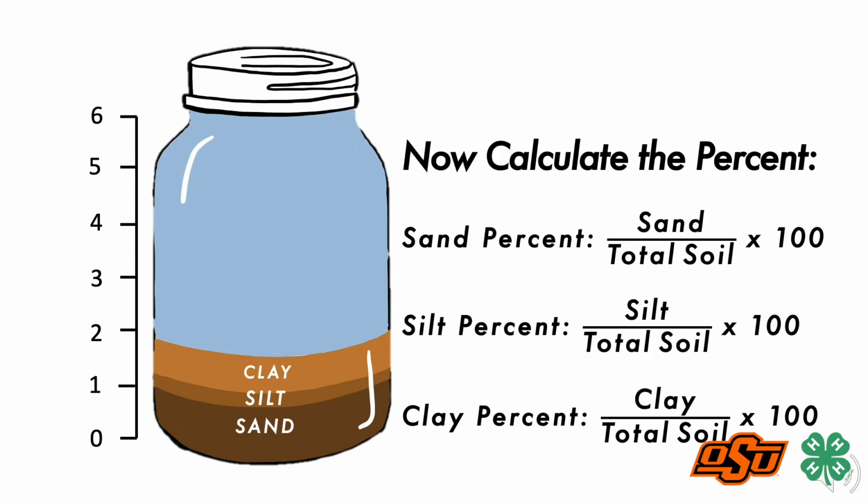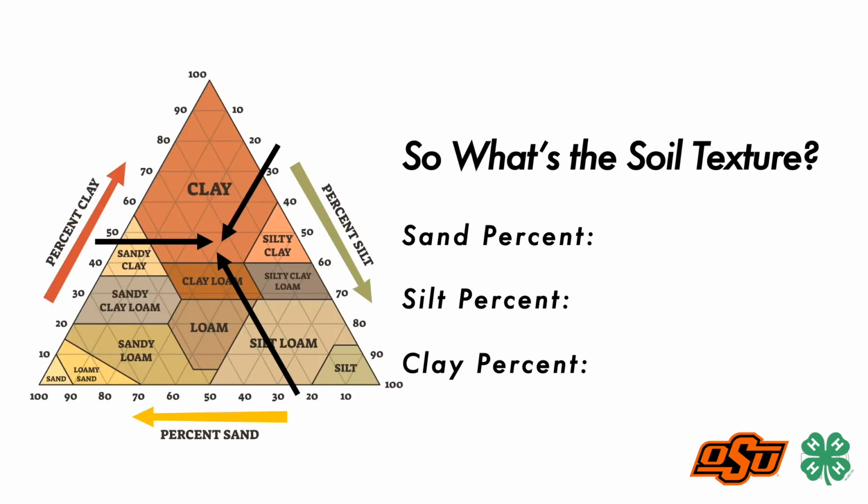Now you'll calculate the percent. You'll take the fraction that you made before and times it by 100. You'll do this for each type of soil. Once you have your percents, you're ready to determine your soil texture type.